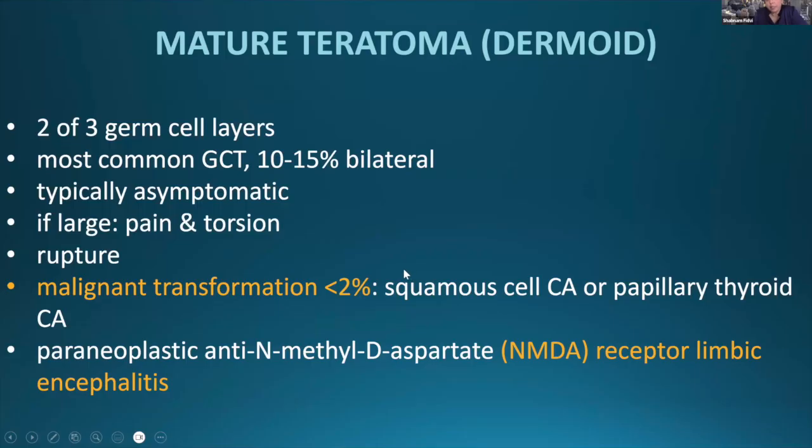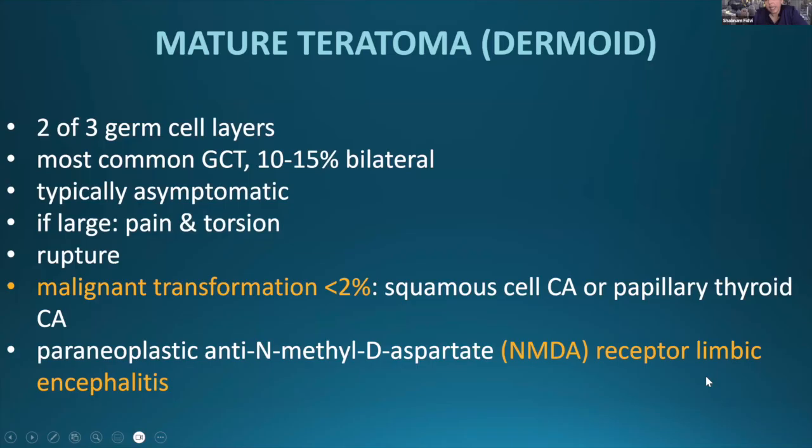These lesions are typically asymptomatic and detected incidentally, but if large, they can cause pain, and they can also serve as a lead point for adnexal torsion. In rare cases, they can rupture and produce a chemical peritonitis. The incidence of malignant transformation is really, really low, less than 2%. When it does occur, it's usually squamous cell carcinoma or papillary thyroid cancer.